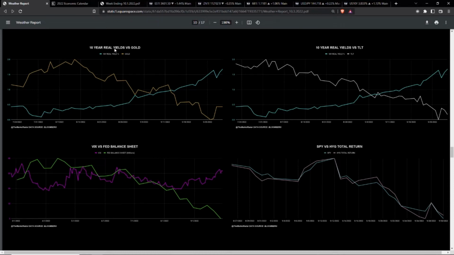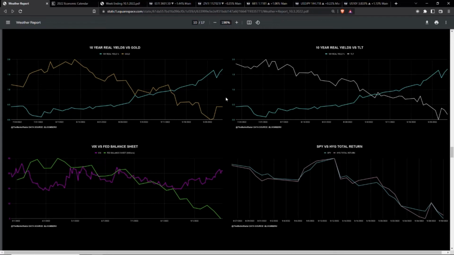Historically, the 10-year real yield is negatively correlated to gold. Same with the 10-year real yield and TLT, meaning if you're seeing a rise in real yields on a percentage basis, so you were seeing real yields climb right towards 1.5%, well, gold is going to have an inverse reaction, and what we're looking for here is some sort of divergence. For example, if real yields are going up and gold isn't going down, specifically what has been happening here.